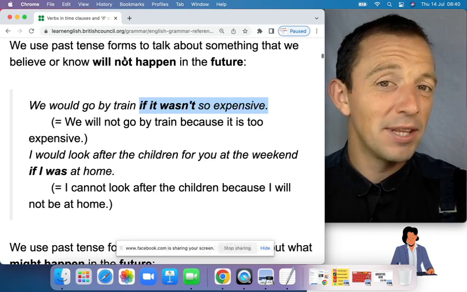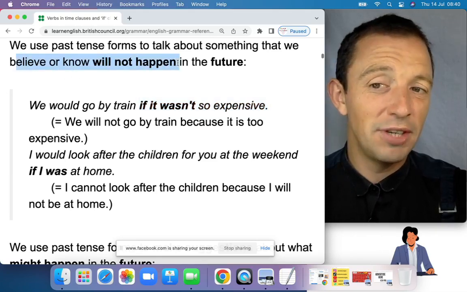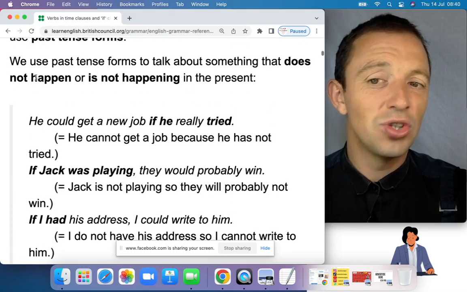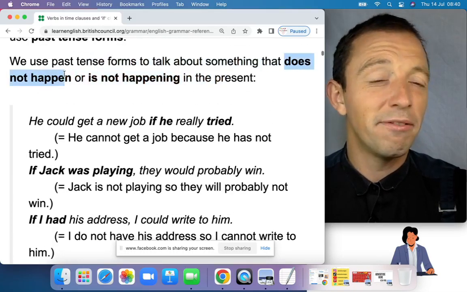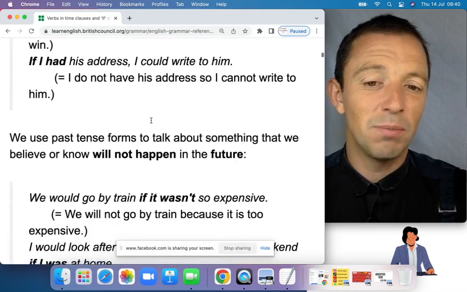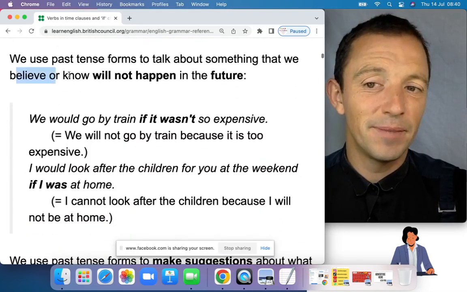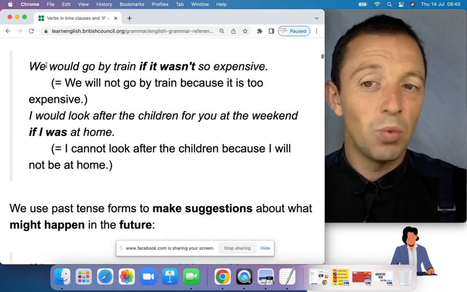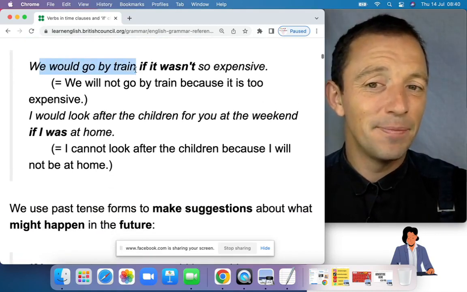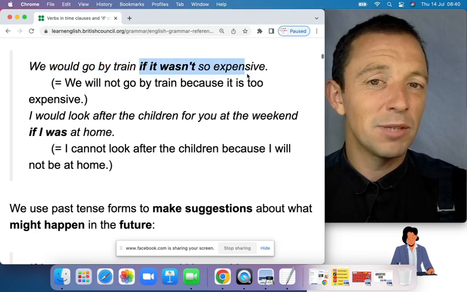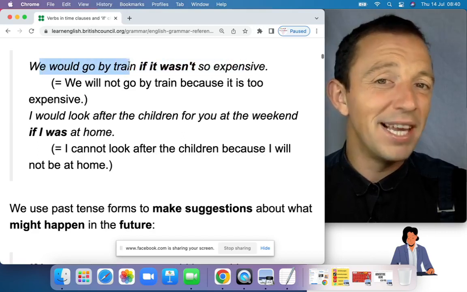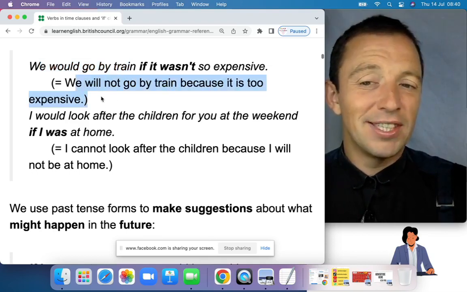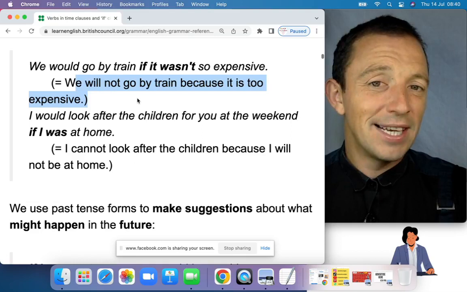Very similar to a hypothetical because this is the first definition. We believe it will not happen. The previous definition is does not happen. So this one's more factual, but the next one is more belief. So there's a little difference, but still it's hypothetical. So we would go by train hypothetically if it wasn't so expensive, but this will not happen. We believe this will not happen. So we will not go by train because it is too expensive is an alternative way to express this.